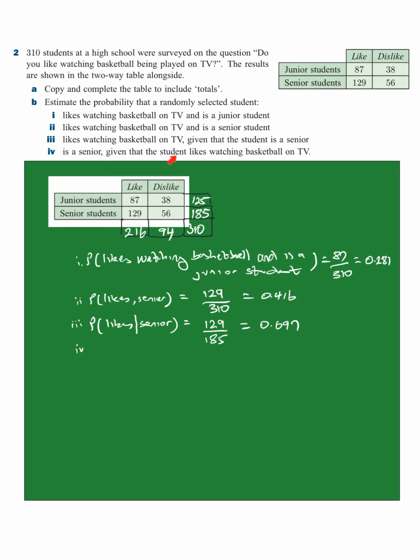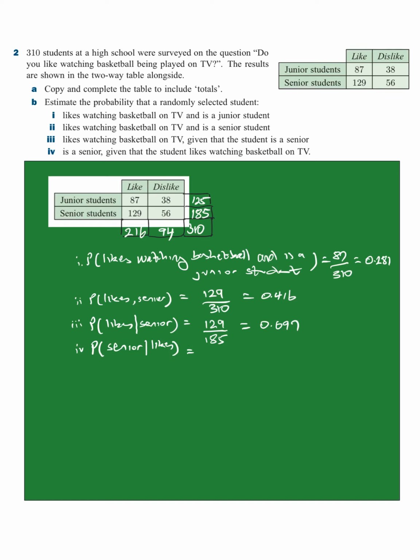Okay, and number 4 says, is a senior given that the student likes watching basketball on TV. Given that, so we put this on the denominator, the student likes watching basketball on TV would be all of those students. Okay, but is a senior. So the probability that senior, and given that the student likes.